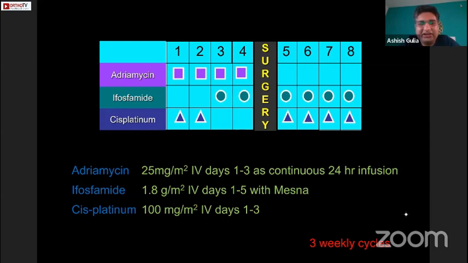So this is in a nutshell about chemotherapy. During your practical exams and in theory, you may be asked about these drugs, their side effects and dosages as well.